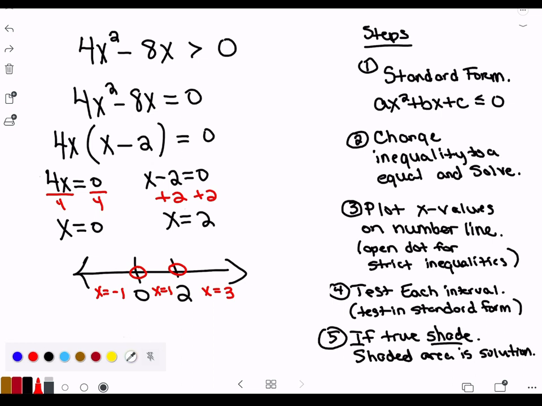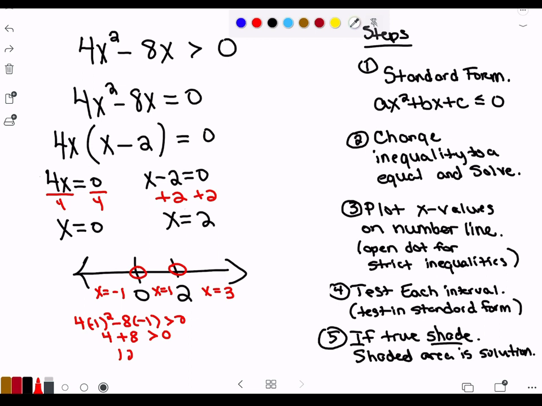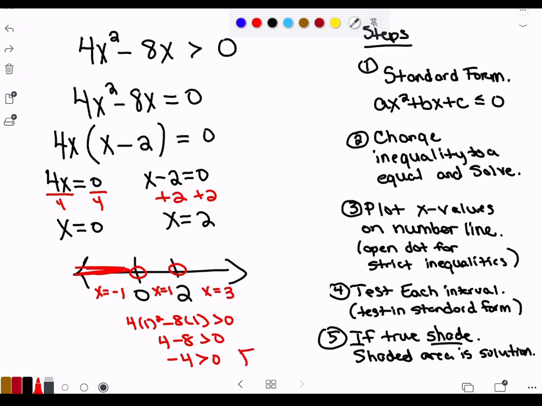I pick the numbers in between each one of the intervals, and I'm going to test those in the original. I pick negative 1 in the first interval, 1 in the middle, and 3 at the end. When I test negative 1, I end up getting that 12 is greater than 0, which is true, so I shade it. In the middle, I plug in 1, and that gives me something that is not true because negative 4 is not greater than 0, so I do not shade the middle.